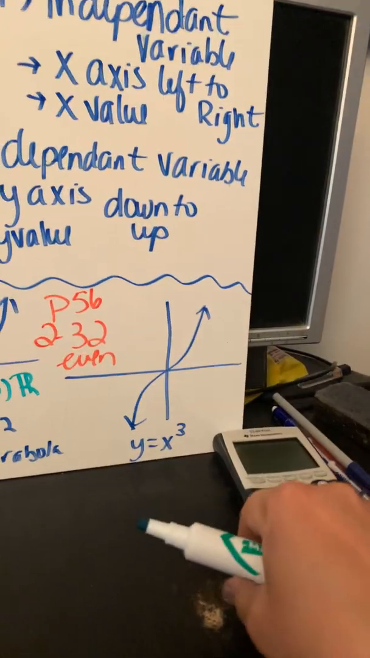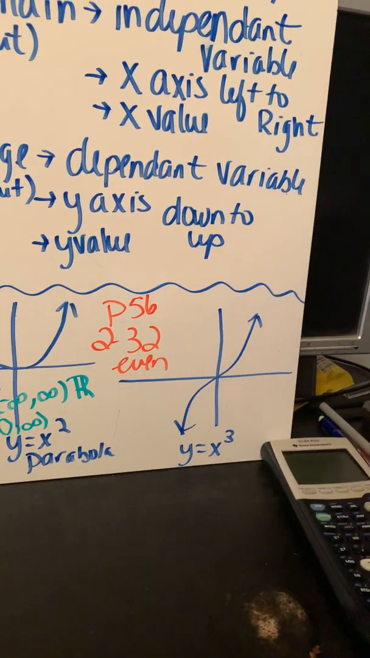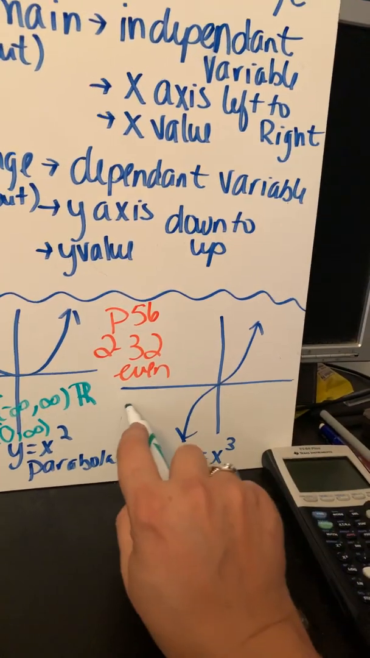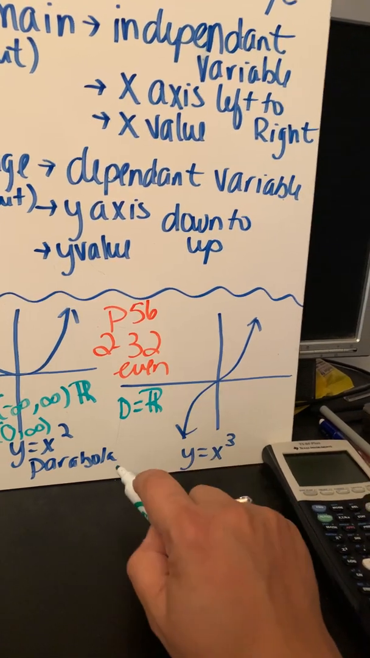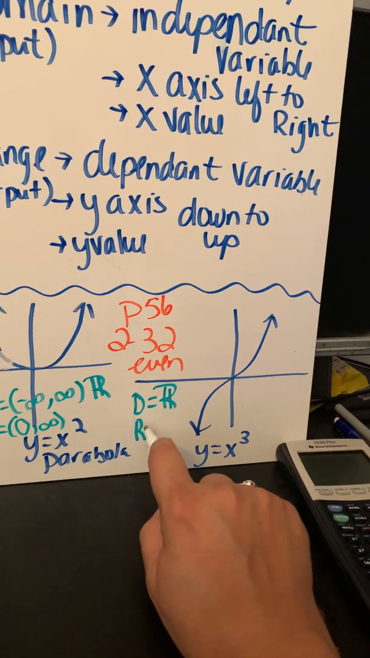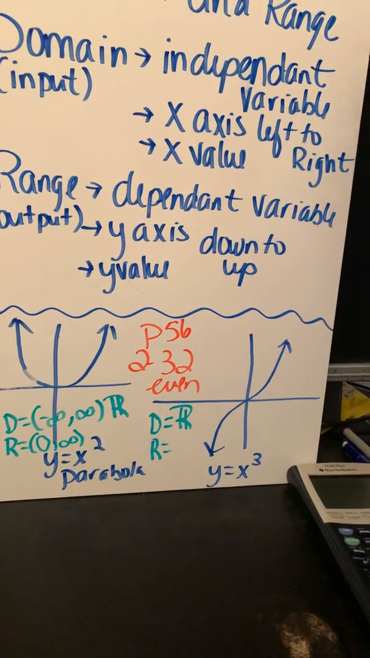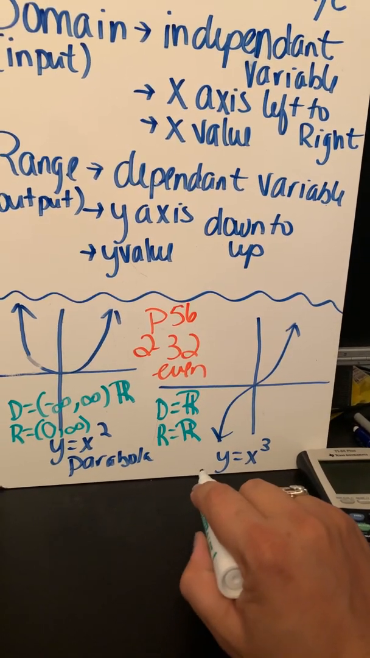If we're looking at this cubic, it keeps traveling right. It's going to keep traveling left, all the way over the other way. So my domain for this one, again, I'm just going to write it as all reals because it goes from negative to positive infinity. Our range, same thing. It continues to go down. It's going to continue to go up forever. So our range is also all reals.